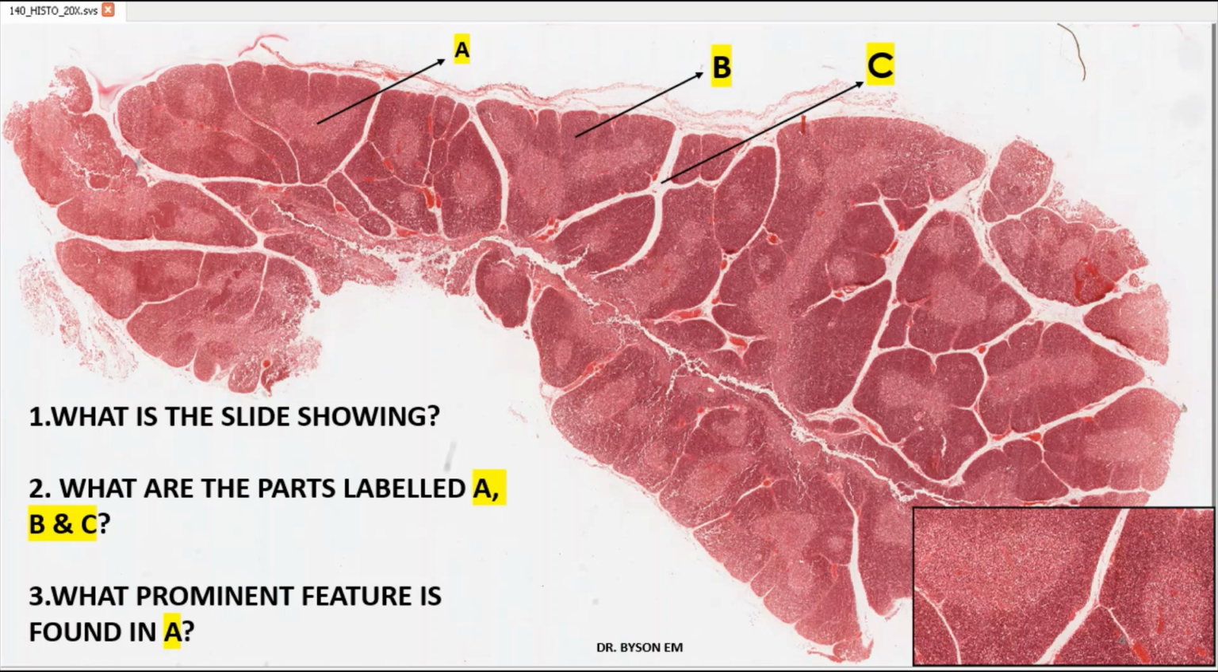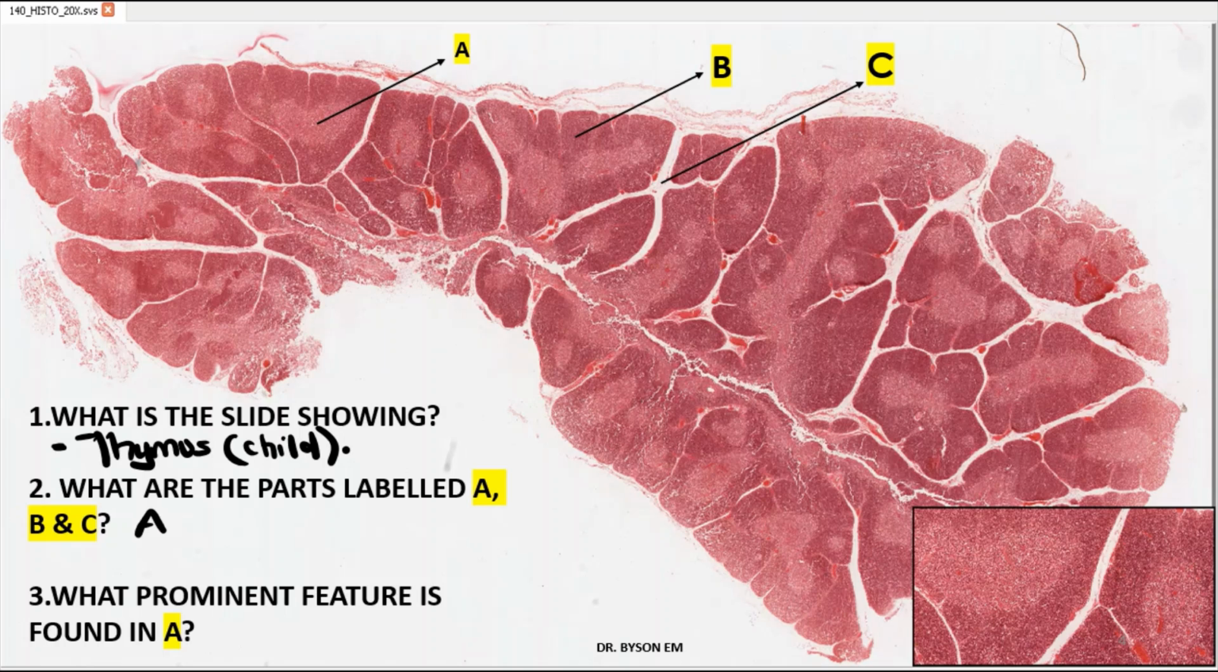Slide number 2 says, what is this slide showing? This slide, you can see, has got a lot of lobes. This is the child's thymus. How do I know? The lobes are well differentiated into the cortex, the medullary part, and the medulla, which is the light part, and the cortex, which is the outer dark area.